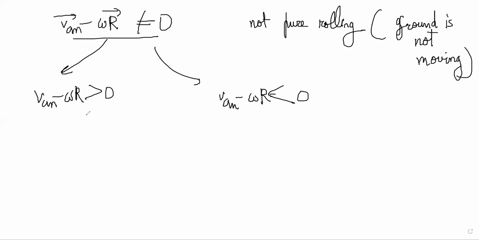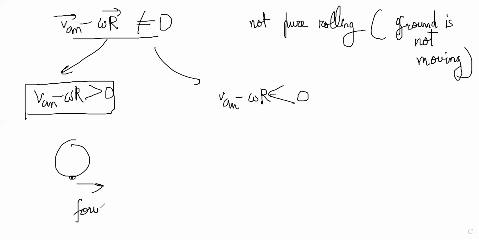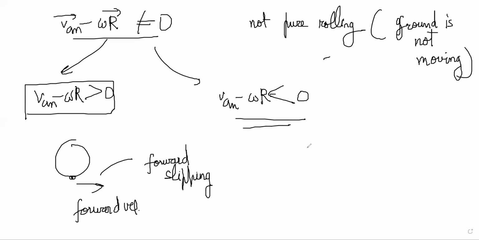Now, when it is greater than 0, that means the point at the bottom has a forward velocity with respect to the ground. Therefore, it is called rolling with forward slipping. And if VCM minus omega r is less than 0, the point at the bottom has a backward velocity, so it is called backward slipping.